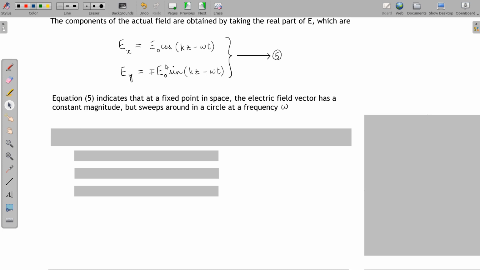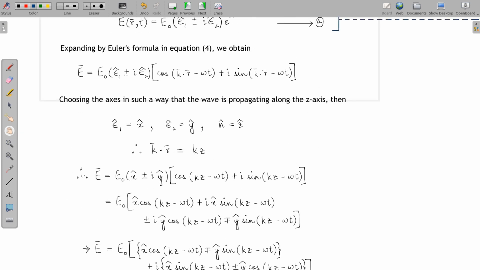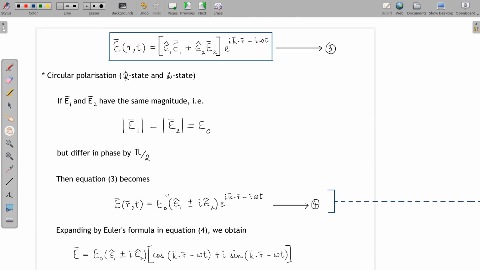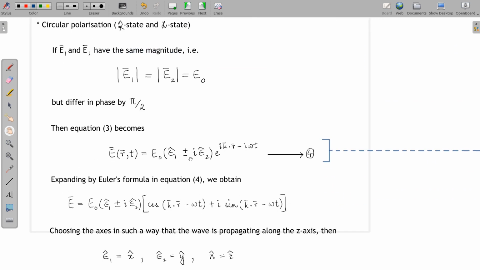So equation number 5 indicates that at a fixed point in space, the electric field vector has a constant magnitude. The magnitude is constant, but it sweeps out a circle. If you look at the tip of the electric field vector, it is going to sweep out a circle, and it is going to do that at a frequency of omega. Because here there are two possibilities, we have considered this to be epsilon 1 plus or minus i epsilon 2.